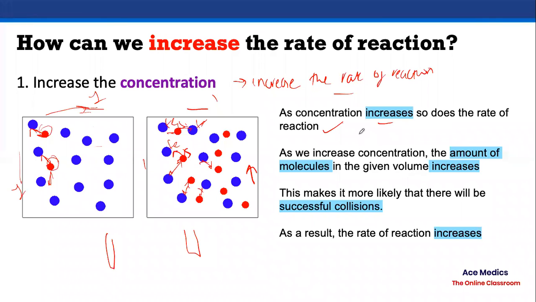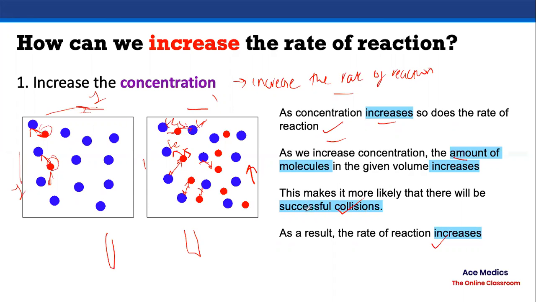Okay, so when you increase the concentration, you're increasing the rate. That means the amount of molecules in that given volume also increases. So therefore, there are more likely to be successful collisions, just for the fact that there are more sulfur atoms in that given space. As a result, the rate of reaction will increase.